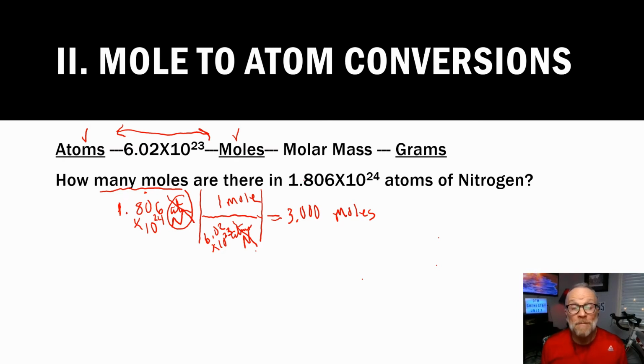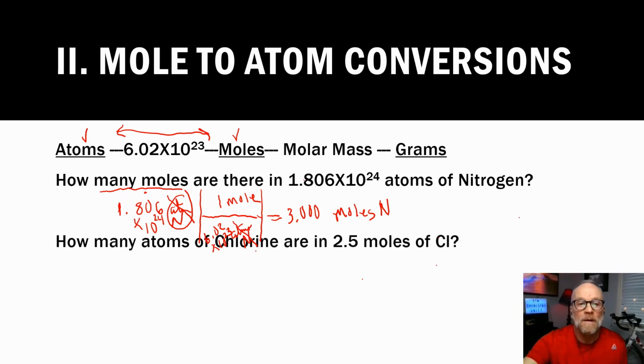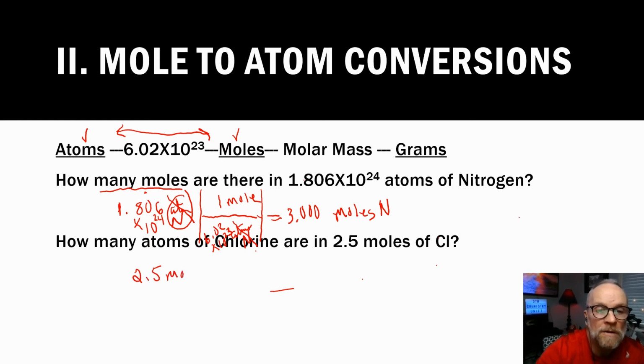So there's 3 moles of nitrogen in that many atoms of nitrogen. Let's see if we have another problem to work. Okay, so the next one says, how many atoms of chlorine are in 2.5 moles of chlorine? We're solving for atoms.